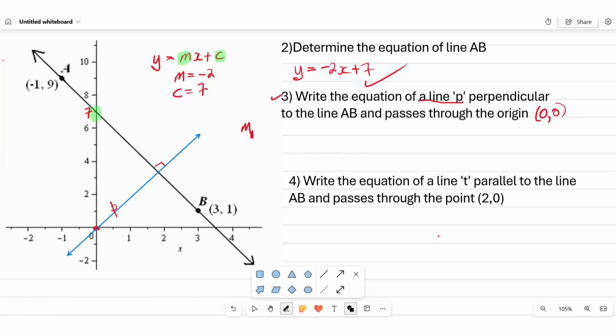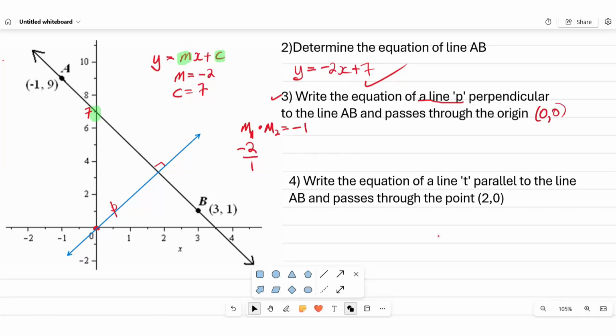If you find the other gradient, let me call it M2 for the second gradient, and you multiply these, you'll get -1. So the product of two perpendicular lines' gradients always gives -1, and it's because one is the negative reciprocal of the other one. For example, the gradient for AB is -2, and -2 can be written as -2/1.